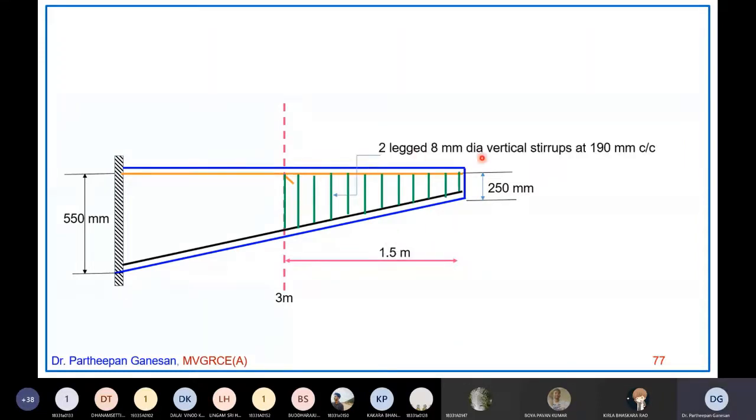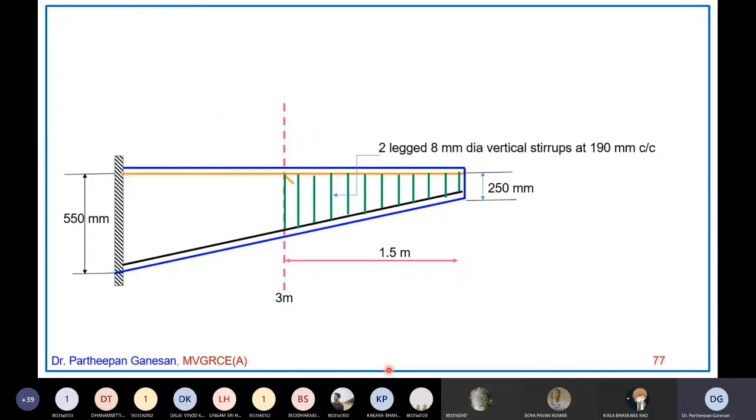2-legged 8 mm dia vertical stirrup at 190 mm center to center. Suppose if you are finding out here, obviously there is no curtailment of reinforcement, because all 5 rods are available here. So you will do it as a normal procedure, what we have done. But at the curtailment point, you have to do all these things.